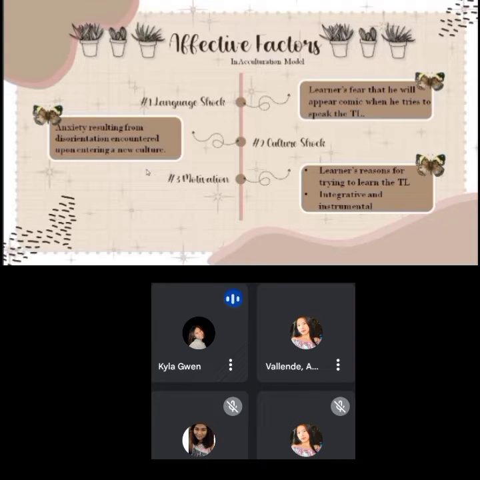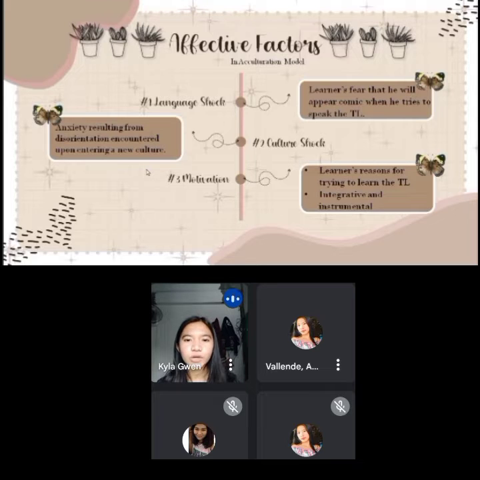The next one, aside from language shock, is the culture shock. It is anxiety resulting from disorientation encountered upon entering a new culture. You had the ability to cope with the problems you had here in the Philippines. But when you go there, it's a different thing. What works here in the Philippines does not work there, especially human problem solving. They call these problem solving mechanisms, so they do not work anymore there, but they work here. That's one reason for the culture shock.